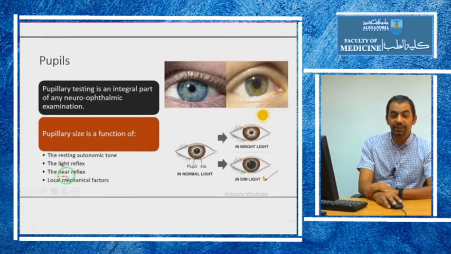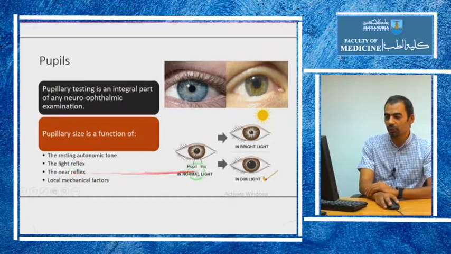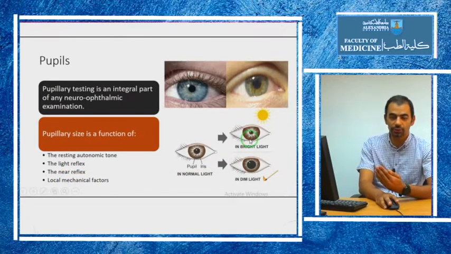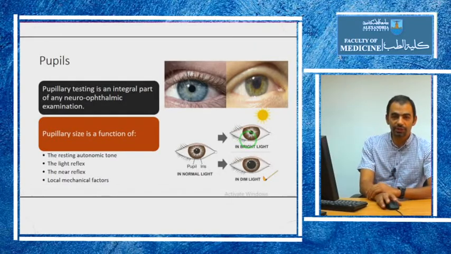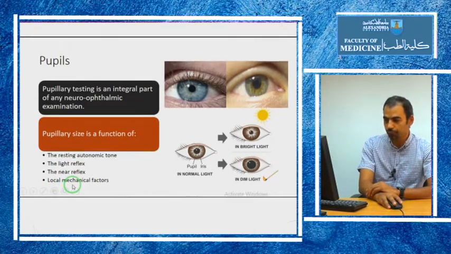The third determinant is the near reflex. We tend to have a smaller size pupil when we focus on something near, like when we read, and this improves the quality of the vision and the depth of focus. And finally, as we will see later on, some local mechanical factors may affect the pupil size.